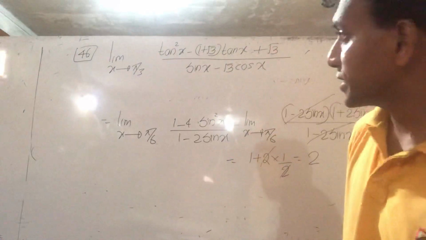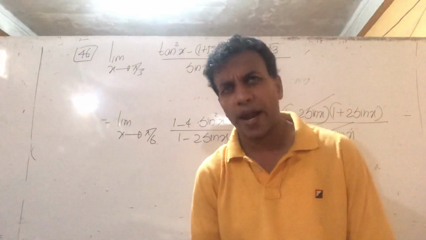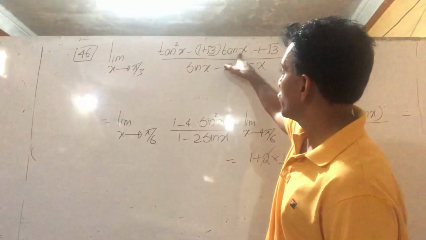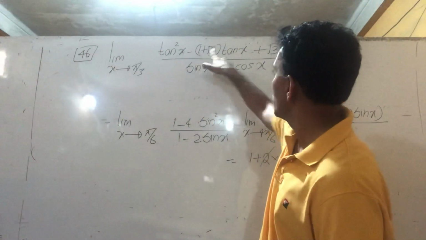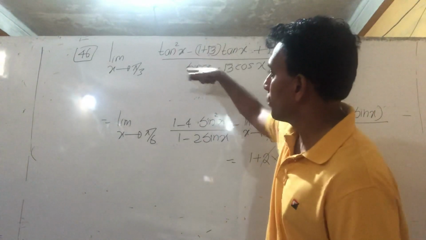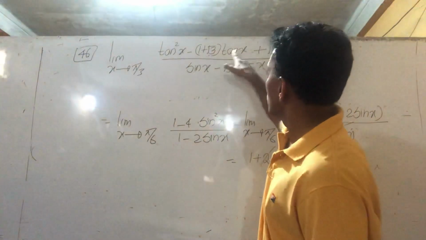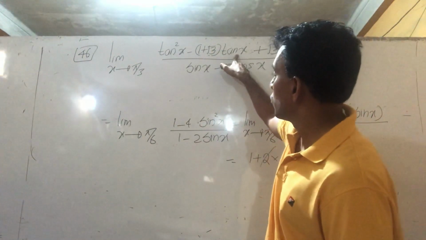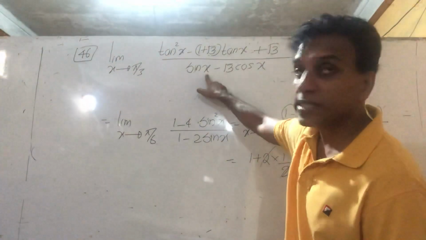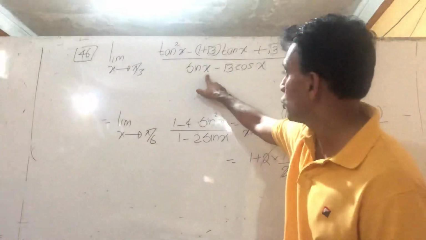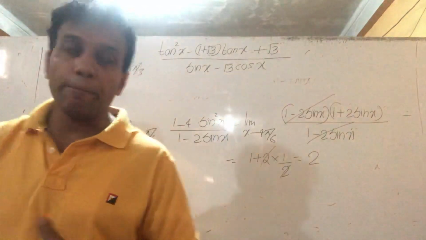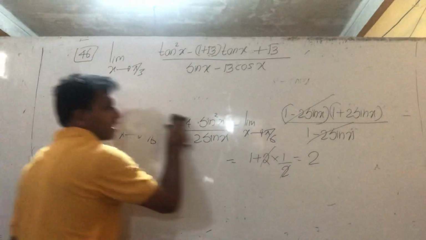If you directly substitute, tan 60 is root 3. So in the numerator, 3 minus 1 plus root 3 times root 3 plus root 3 gives 0. Below, sin 60 is root 3 by 2 and cos 60 is half, so root 3 by 2 minus root 3 by 2 is 0. So this is a meaningless pattern, right? Then decide the method.